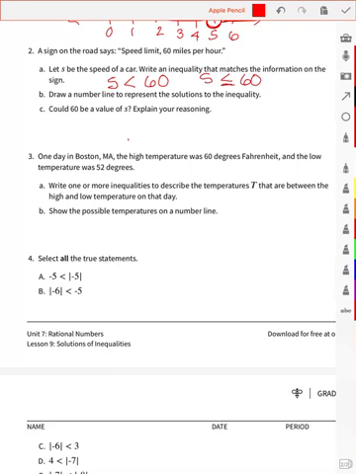Draw a number line. So the number line would look like this. And if this is 60, it's going to be less than or equal to 60 and to the left. Okay, and then could 60 be a value of S? Explain your reasoning. I'm going to say yes, because the limit is 60, so it includes 60.